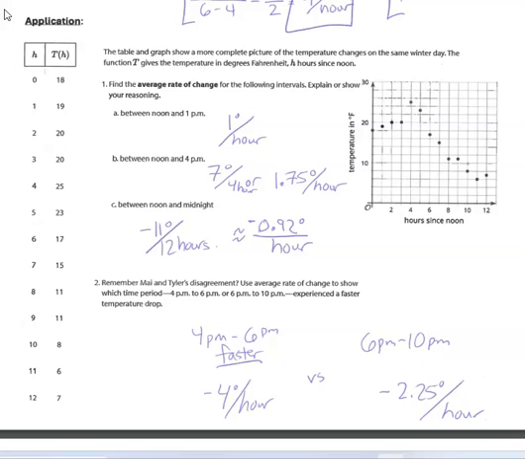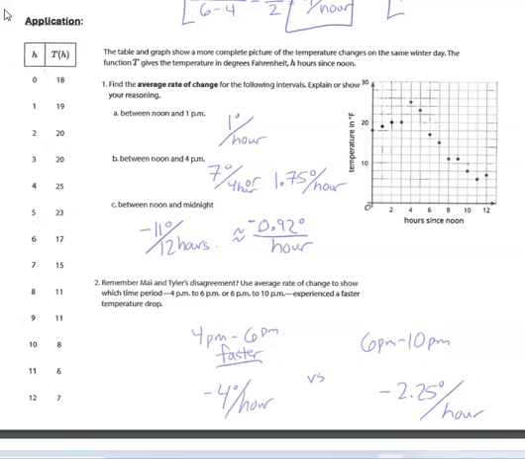When you look at this, you find it goes down by 11 degrees over 12 hours, which is going to be negative 0.92 degrees per hour. That would be the average, even though it's going up sometimes and down sometimes. If we look at the average, it's going down by a little less than a degree per hour.